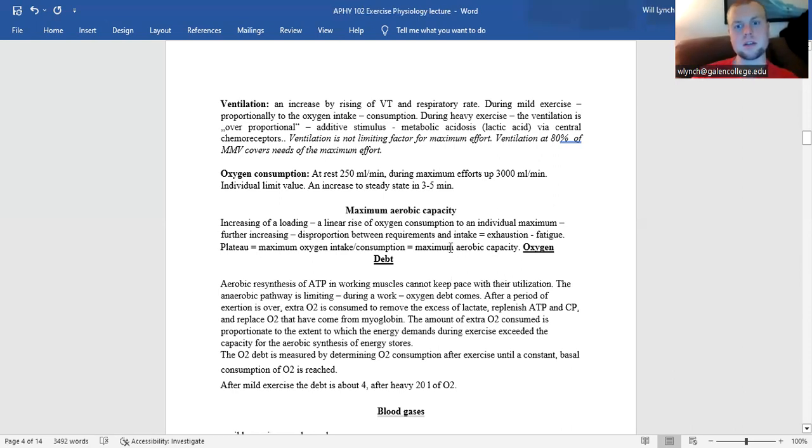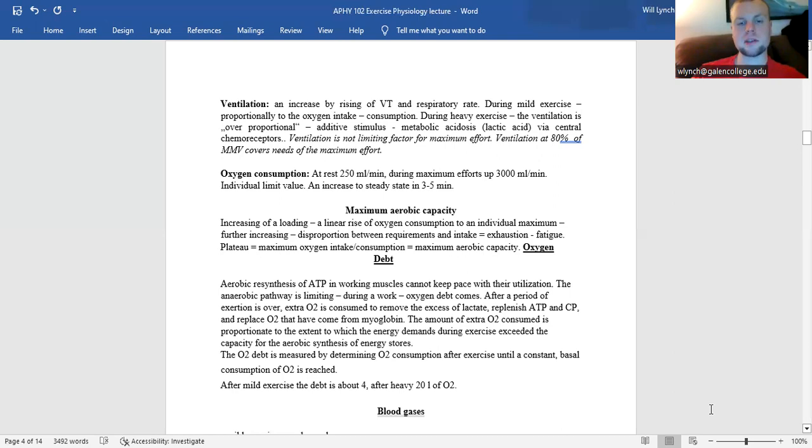Oxygen debt will occur, and that means that in the period after exercise is over, you're going to have an extra need of oxygen that's going to need to be consumed. So we have to take in extra oxygen after the exercise period is done in order to assist in removing things like lactate, replenishing ATP and creatine phosphate, and replacing oxygen that has come from the myoglobin stores.